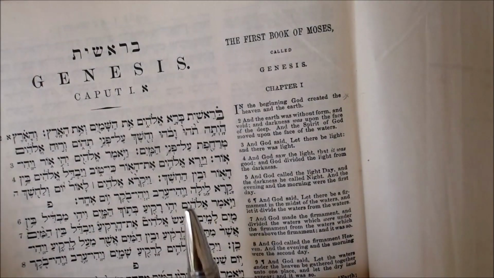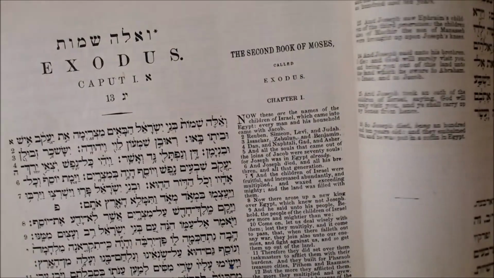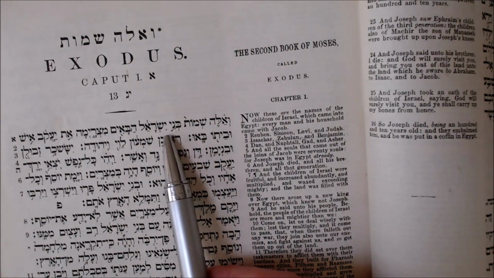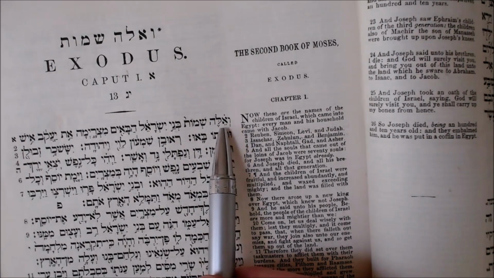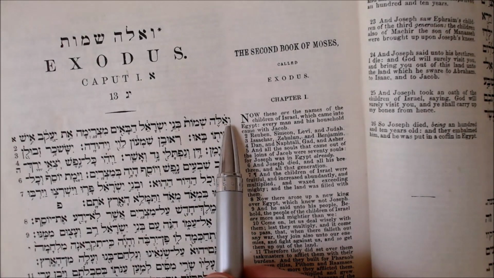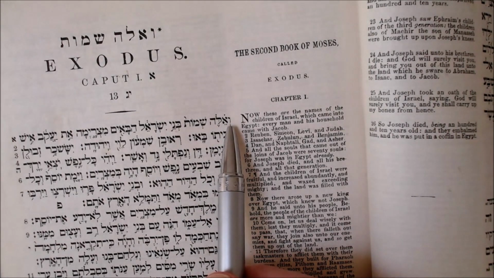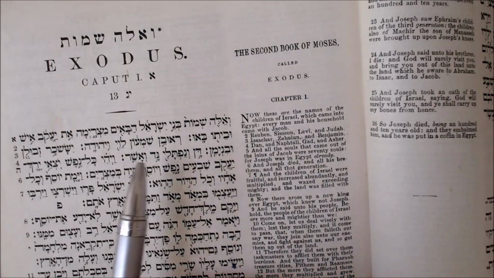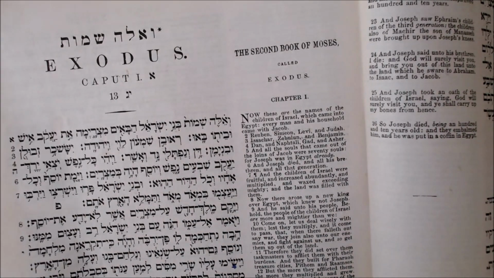Here we are with the book of Genesis. Let's go to Exodus, and there we've got Va'ele Shemot B'nai Israel, and these are the names of the children of Israel. And there is the Vav. Can you see it there? There's the Vav, which connects the book of Exodus with the book of Genesis. It follows on a continuous story.